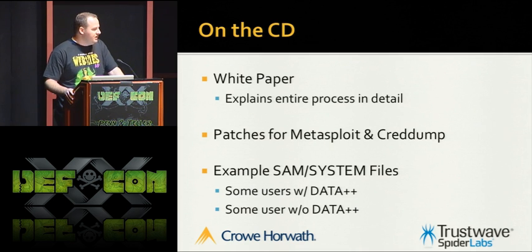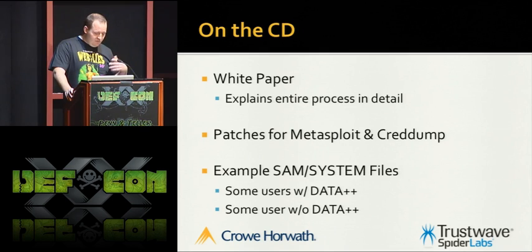So on your DEFCON CD, there is a white paper. It goes into a ton more detail about how you actually extract these hashes out of the registry. We didn't want to create a new tool, but we did want to provide a blueprint for how this works, so you can take a registry extracted value and peel it all the way back down to the hashes using the white paper. We also have the patches for Metasploit and CredDump on the CD, so if you want to use them, you can. We've also provided an example SAM system that has both a corrupted user and a bunch of non-corrupted users, so you can see the difference when you use the patches to extract the new passwords. If you want to follow along with us or play with those, they're there for you.